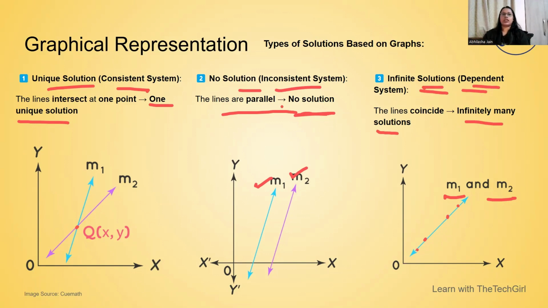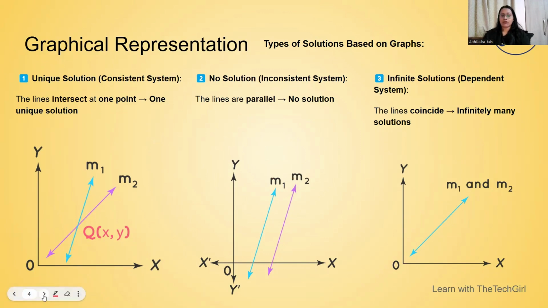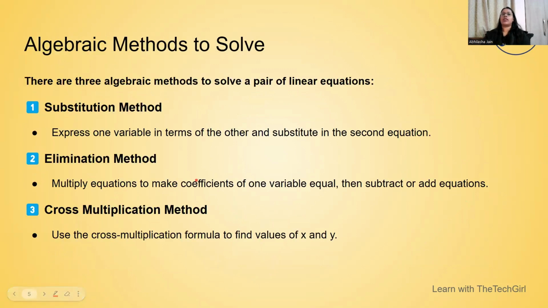So dependent systems. Unique solution, one particular unique solution, right? So the lines intersect at one point. When the lines are parallel, there is no solution. And when the lines coincide with each other, there are infinitely many solutions. A graph is a good way to find out the solution. Visually, it's very simple. It helps you see what kind of system we have. But it is not always possible to get a graph of equations instantly. So there are algebraic methods to solve these pairs of equations.